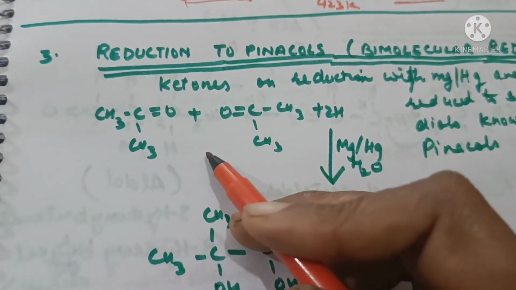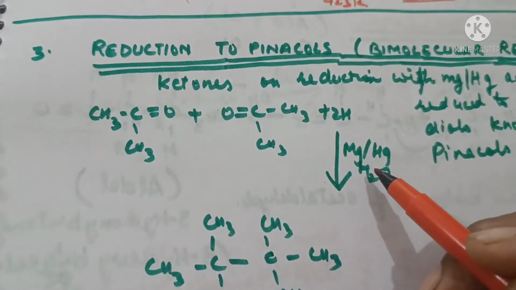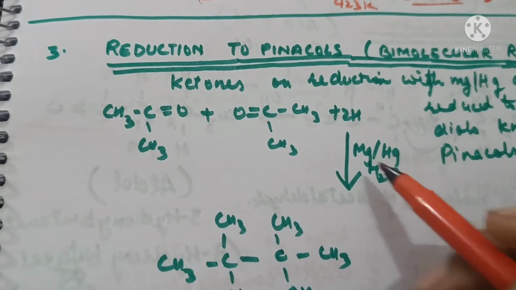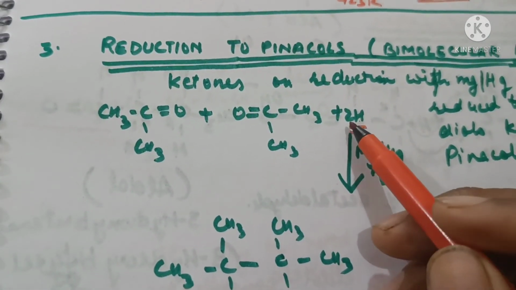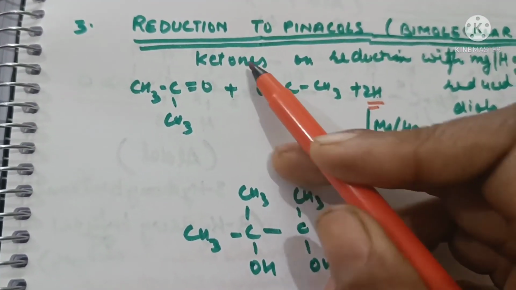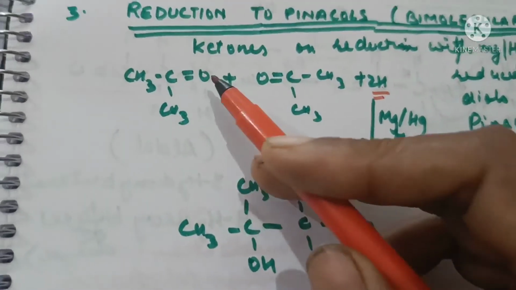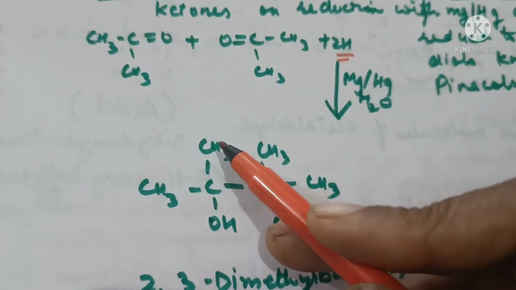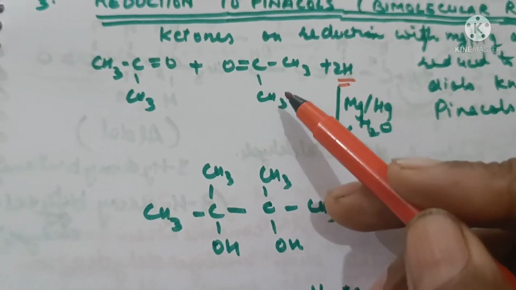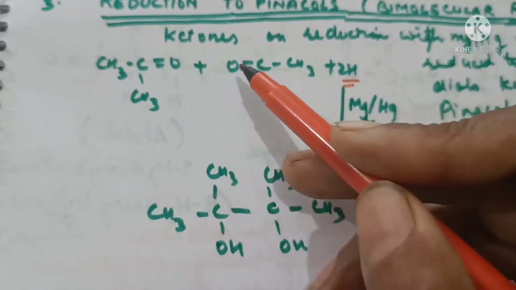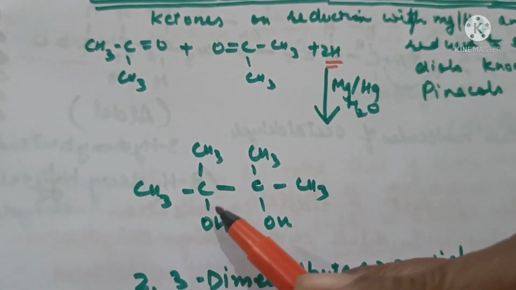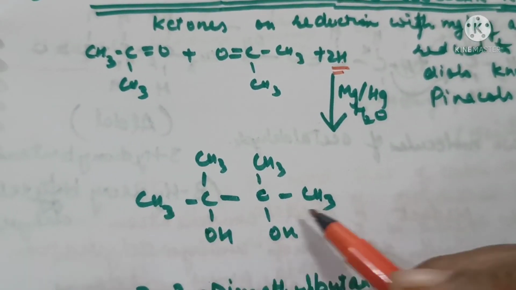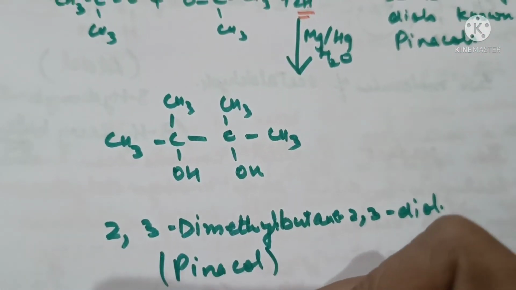Two molecules of ketone will get added up by magnesium amalgam and then water. Reduction occurs, the hydrogens help in binding them up. Oxygen gets converted to an OH group. So a CH3C, CH3 group is attached to another CH3C, CH3 group, and O gets converted to OH. Because there are two OH groups, it is a diol. This kind of product is also known as pinacol.